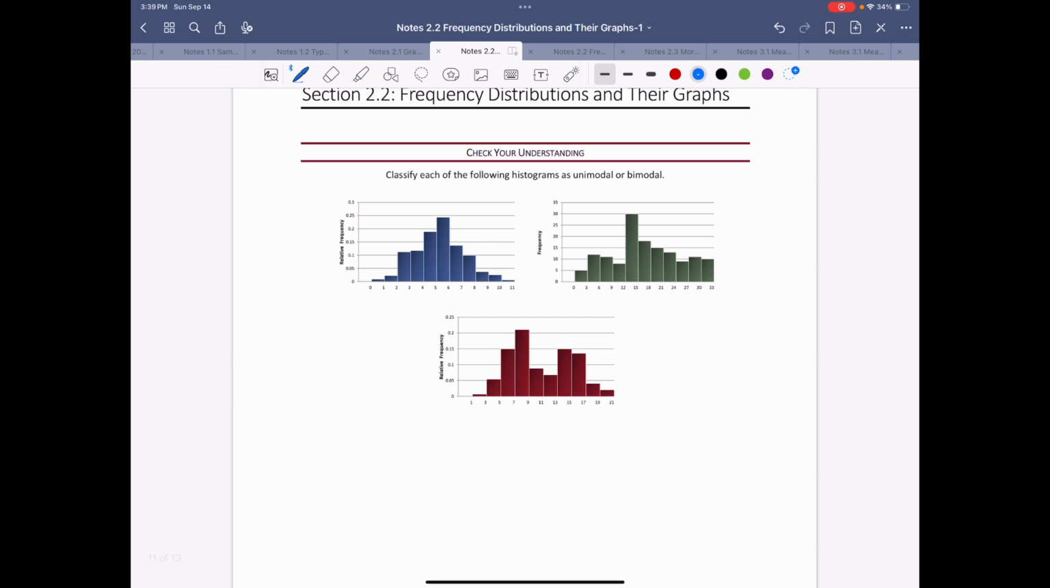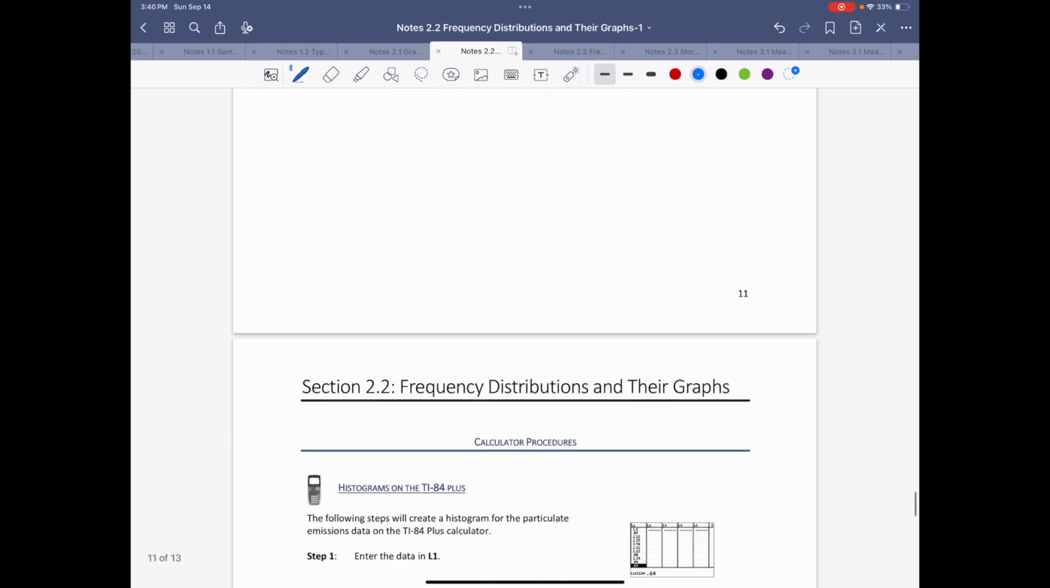This one says, is it uni or bimodal? This one is uni. It's got a peak in the middle. The green one is unimodal. And the red one, even though this is technically the mode, it peaks here and it peaks here. This one is bimodal. And that's it for our lesson on histogram.